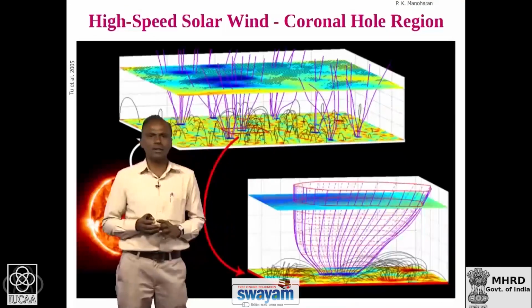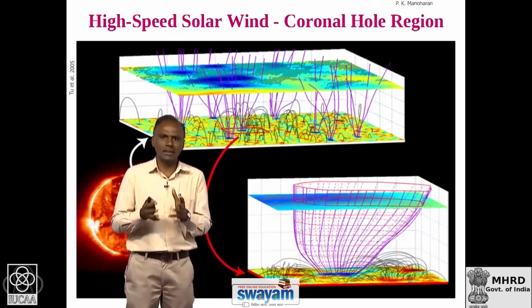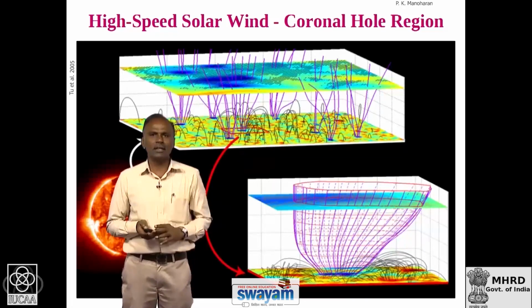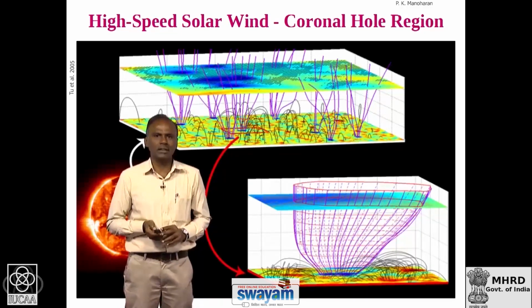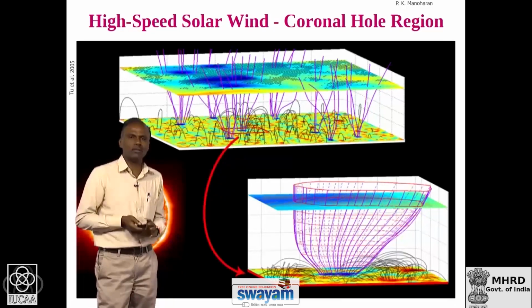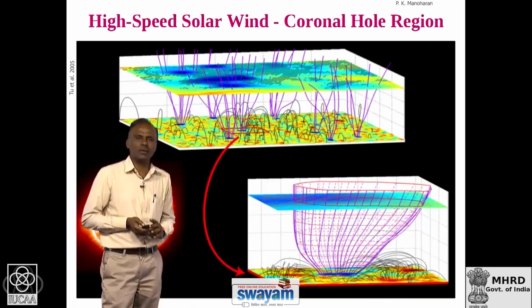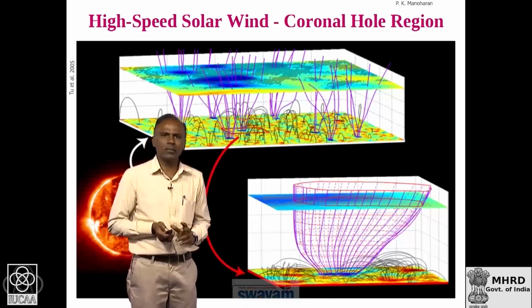These plots show how the high speed wind originates above the open field configuration actually. This work was done by Martian Tew, and it is a well known established work for high speed wind flowing from the coronal hole region actually.